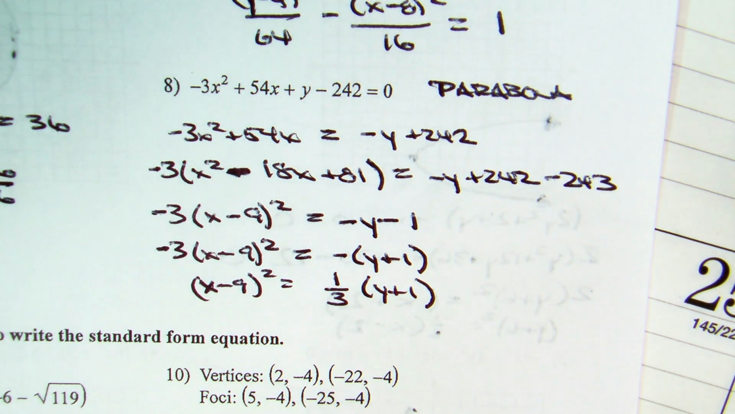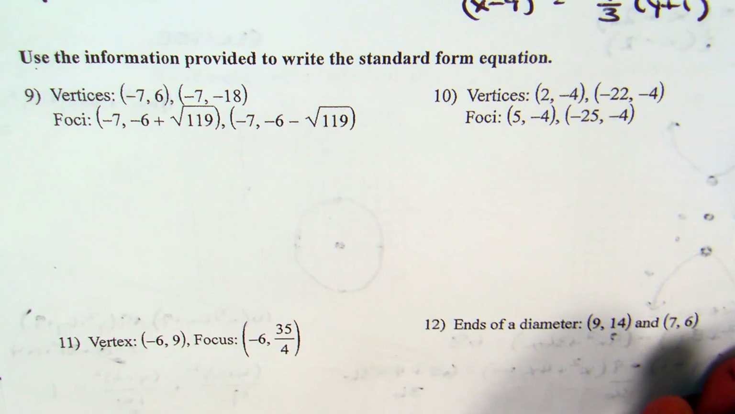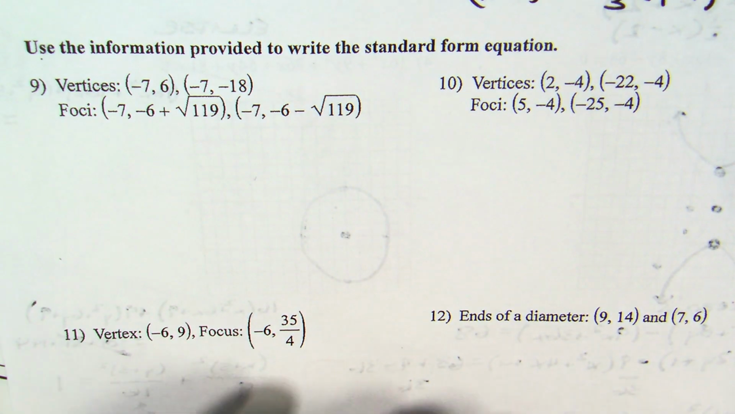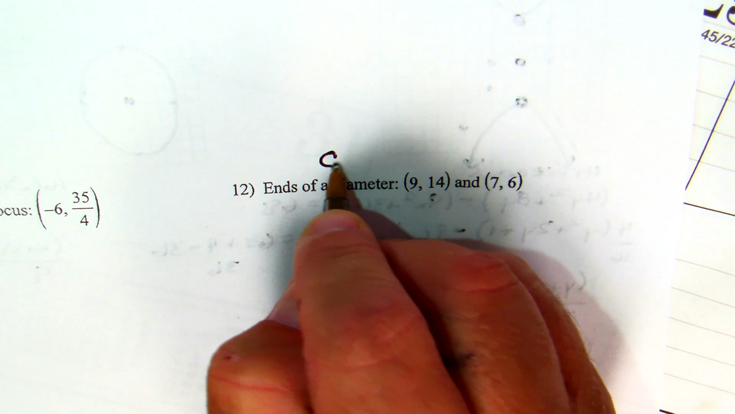Okay, now last one. Last section. Use the information provided to write the standard form equation. Let's look at number 12. Endpoints of a diameter, 9, 14, and 7, 6. What's the only figure that has a diameter? Circle. So this has got to be a circle.